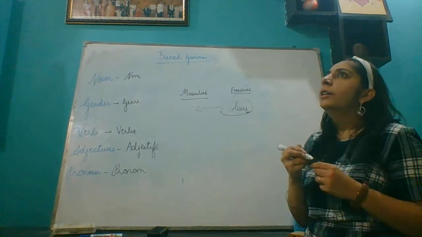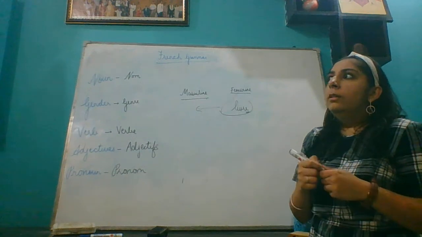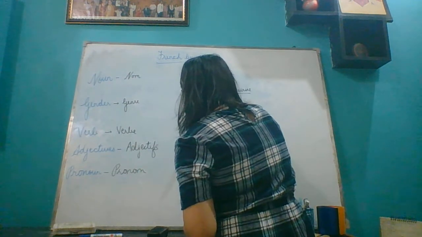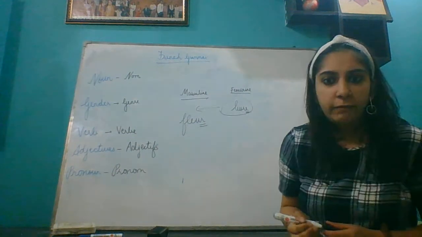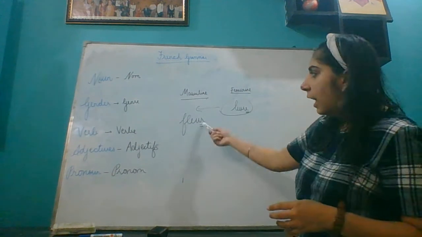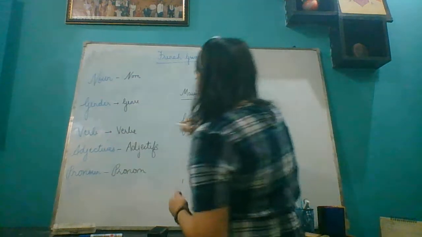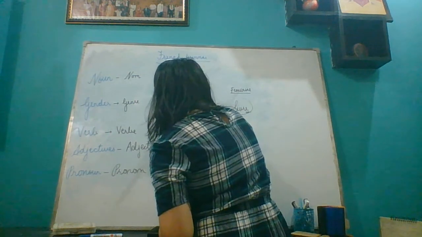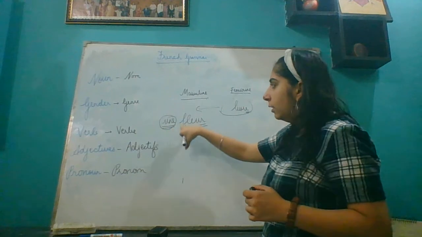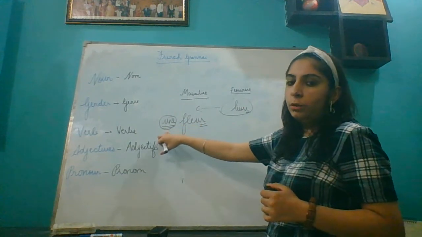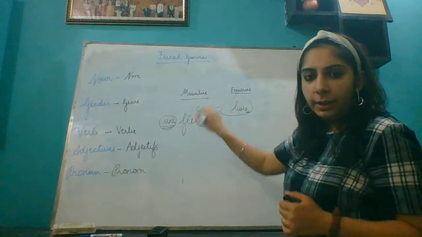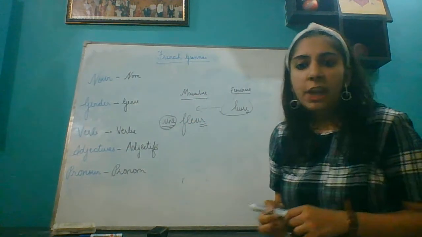Similarly for fleur. Fleur, F-L-E-U-R, is a flower. It's ending with R, but it's une fleur. Une is an article. We'll talk about the articles also. But une is used in front of a feminine noun. So fleur is ending with R, but it's a feminine noun. So this is how we talk about gender.